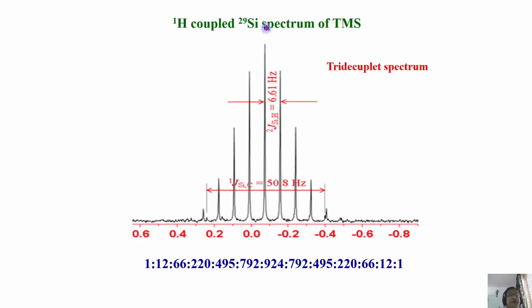Apply the 2nI plus 1 rule. You should get 13 peaks. This is called a tridecuplet spectrum. Tridecuplet means a 13-peak spectrum. In principle, you should count here. There are 13 peaks. Here is 1, 2, 3, 4, 5, 6, 7, 8, 9, 10, 11, 12. Maybe 2 peaks are hidden somewhere here, very weak in intensity. And according to Pascal's triangle, this is the intensity pattern. You can work it out.